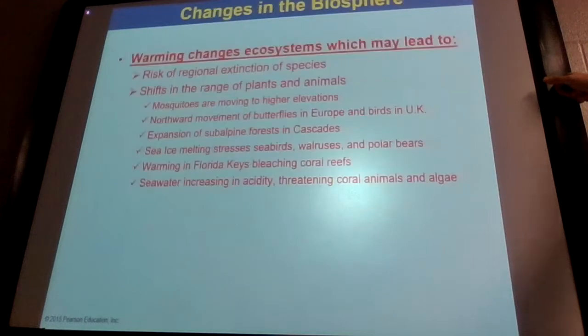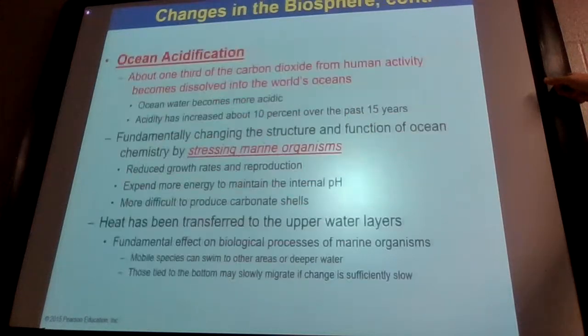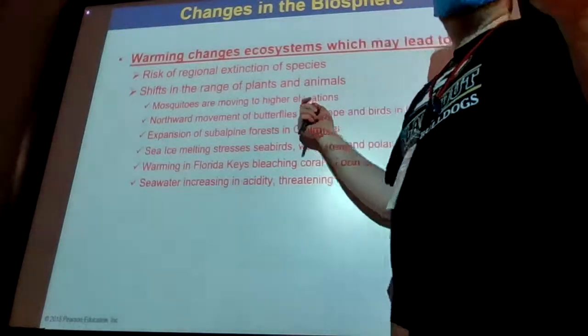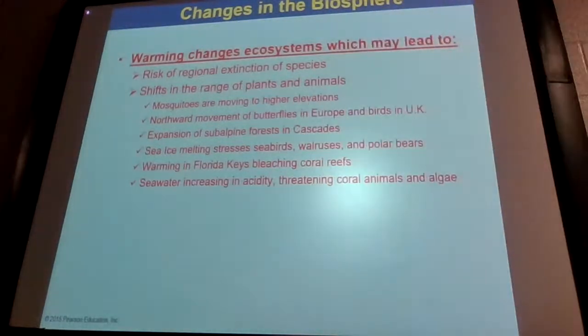Wildfires, we've talked about plenty. Changes in the biosphere. Just know that a lot of stuff is going to change. If global warming continues, it's going to change the environment and the way that the animals deal with the environment. And I don't think we are anywhere close to being done. So maybe we will finish this on Monday.